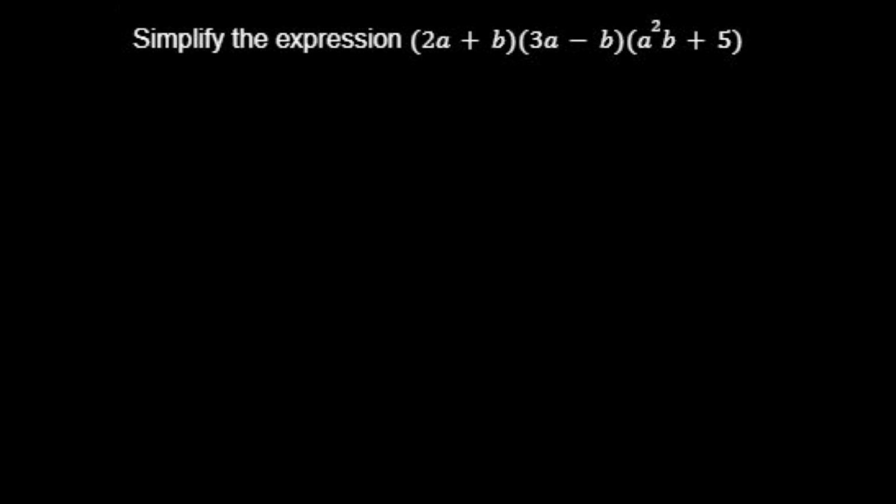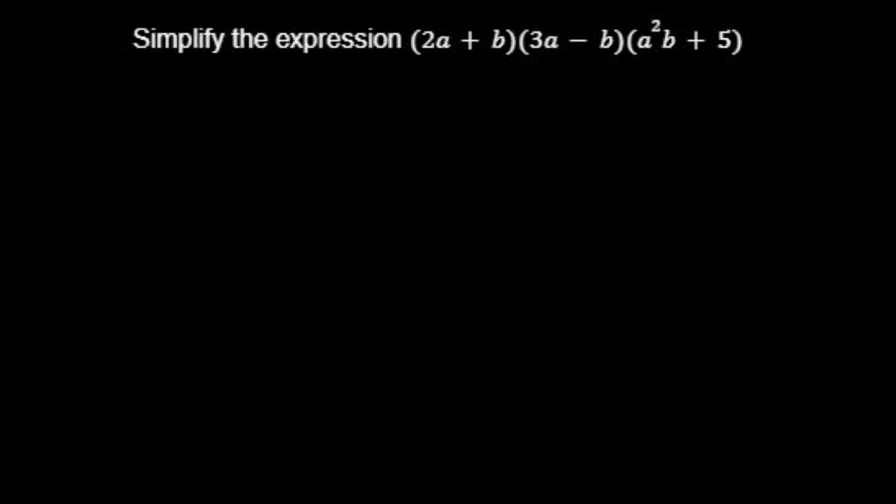Okay, in this example, we have three binomials multiplied together. We've got 2a plus b times 3a minus b times a squared b plus 5. Whenever you have three things multiplied together, just like if it was regular numbers, for instance, 2 times 3 times 4, you would group two of them together and multiply those two first, and take that result and multiply it by the third one. So doing this works the same way.